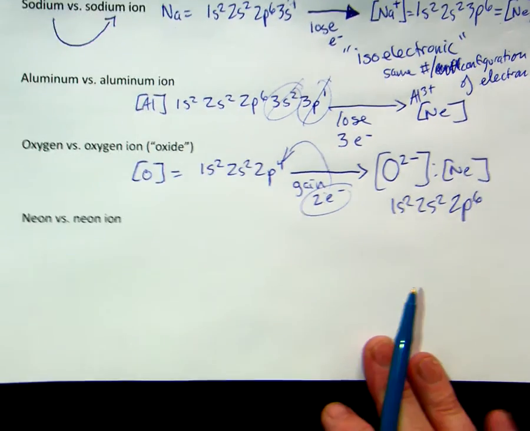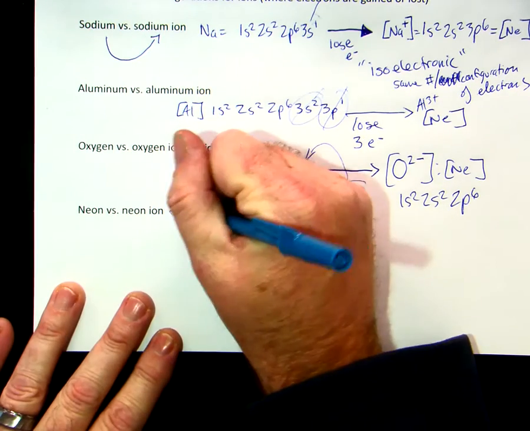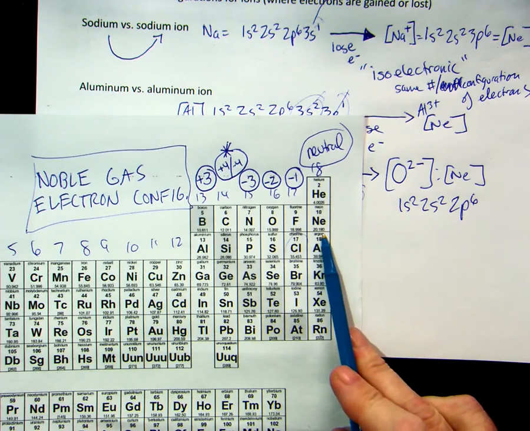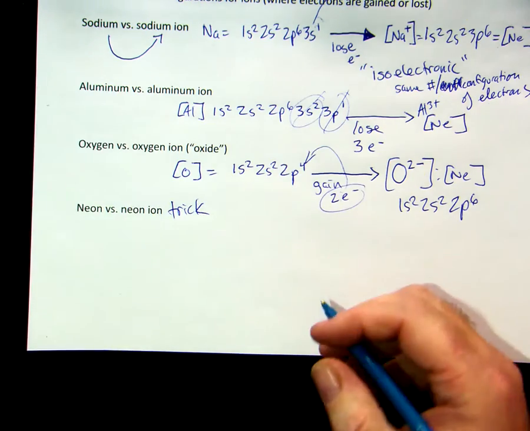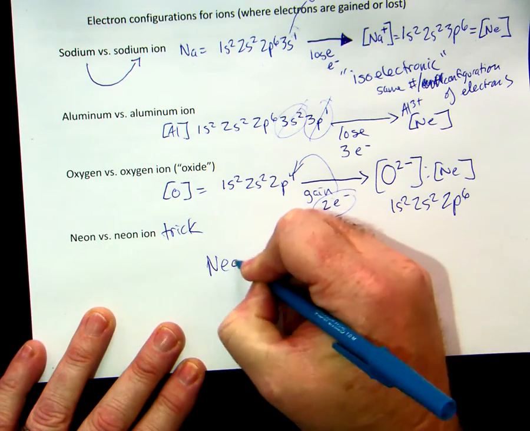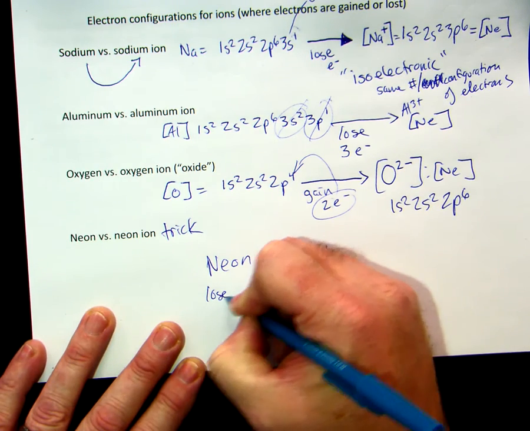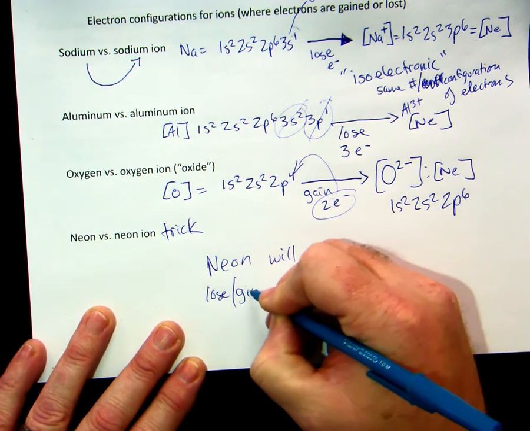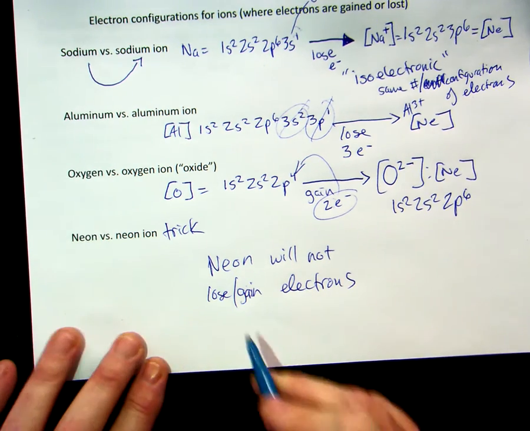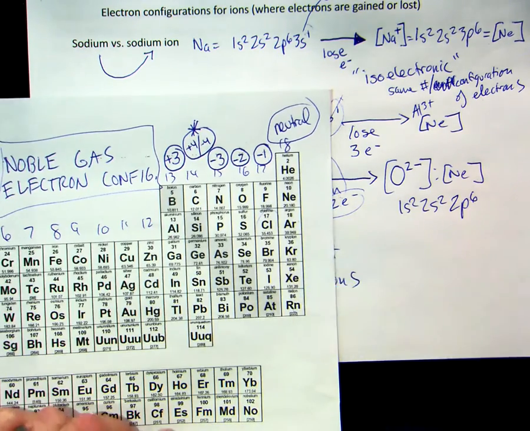All right, so neon versus the neon ion. This is a trick question. The reason is neon already has 10 electrons, and therefore will not take on any more electrons. It's already stable. So neon will not lose or gain electrons. In fact, no noble gases will, because they already have the perfect number.